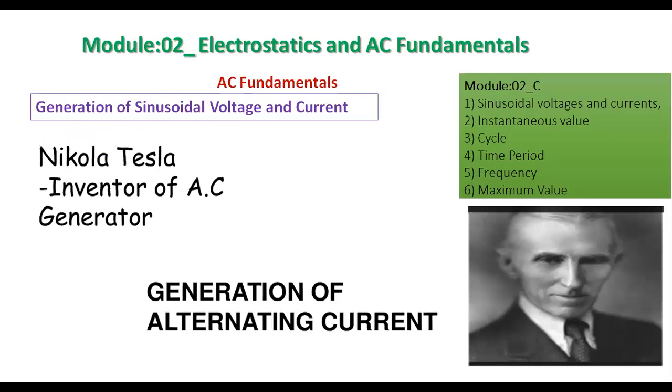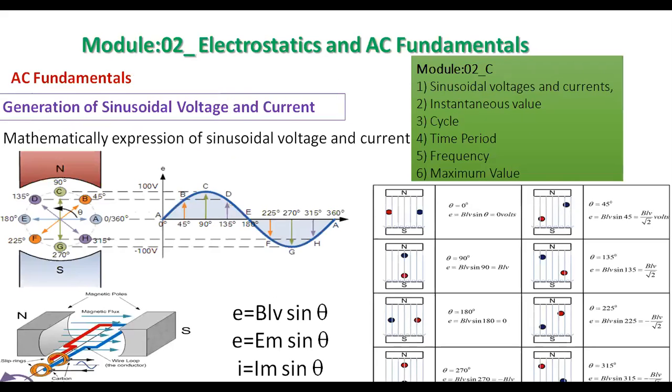So the invention of this AC alternating current is done by the great inventor, the great scientist Nikola Tesla. Okay, so let us see how alternating current is generated in the conductor. So here, consider a single conductor rotated in the magnetic field.